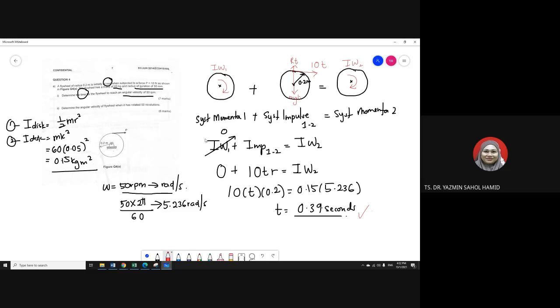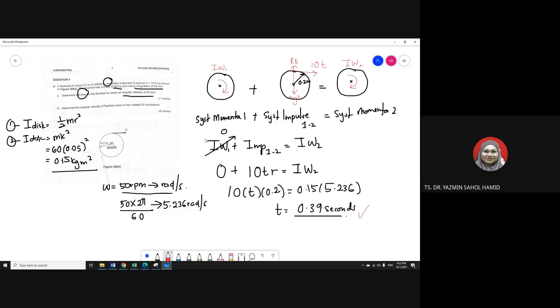You get marks for drawing the diagram. You will get marks for writing the equation correct. You will get marks for writing the values, putting them into the equation correctly. And finally, you get marks for the correct answer. Okay, good. All right, now let's go to the second question.